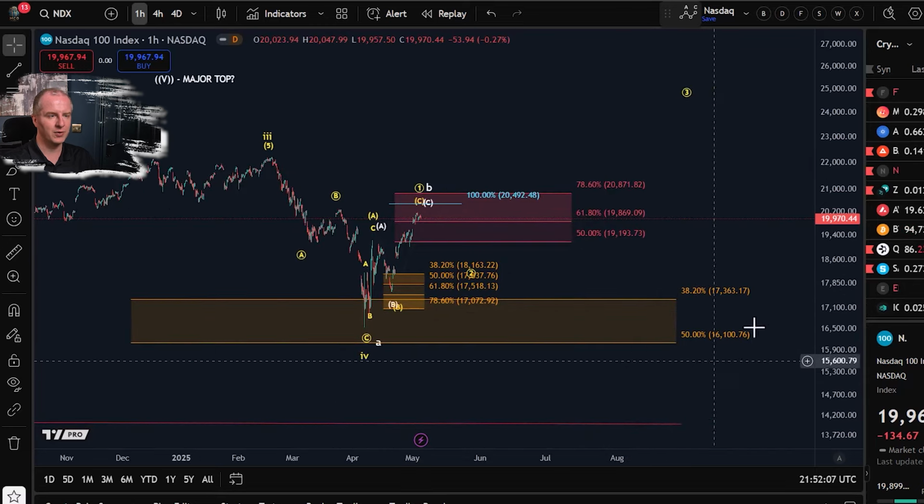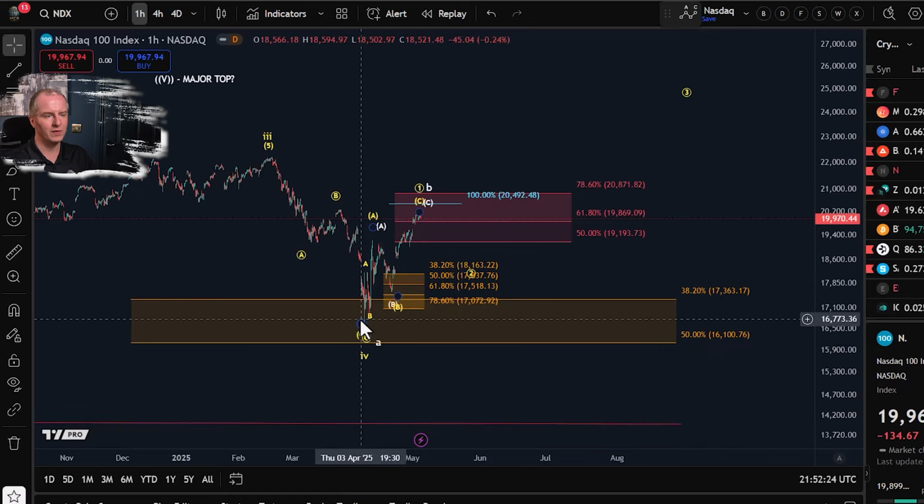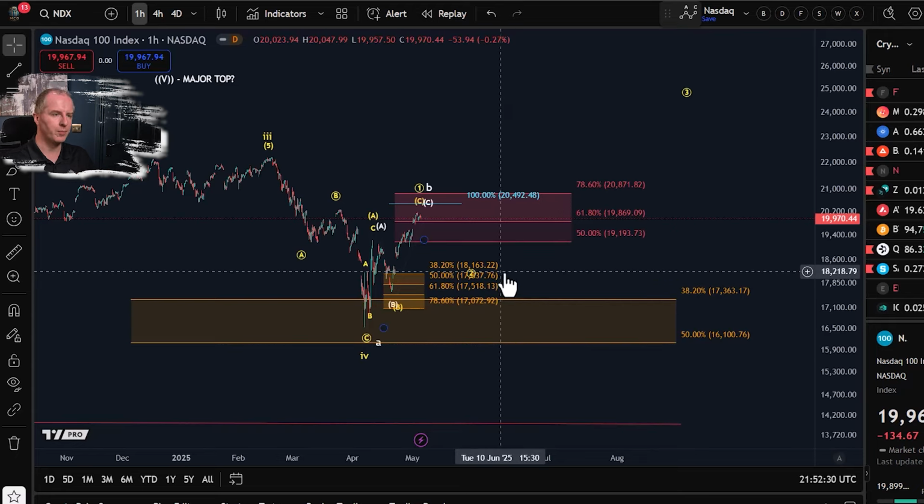I communicated in previous updates the support area 16,100 to 17,363. I will remove that box from the chart now. No, I won't. Not yet. This is like a main support area, and it's still relevant even if we break below the April low. So 16,100 would be my key level, below which a bear market will become much more probable.